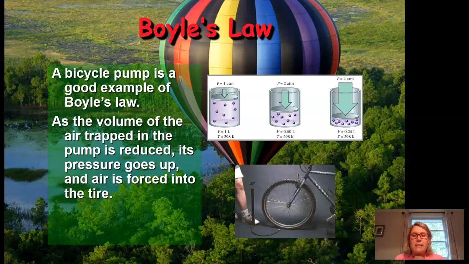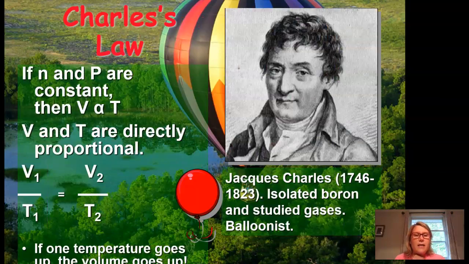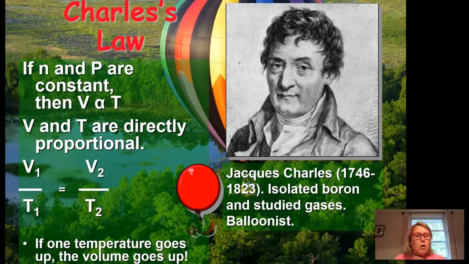I will show you some example problems for each of these. Next is Charles' law. I'm going to try to get through this a little quicker. Charles' law has to do with volume and temperature, which means pressure and moles of gas are held constant. This is Jacques Charles. He isolated boron and studied gases. He was what they call a balloonist. He would go up in hot air balloons.